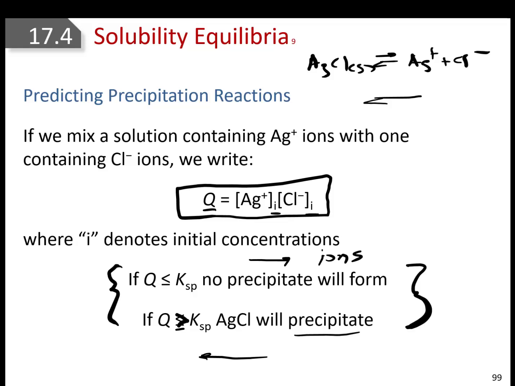All right. So let's look at, if Q is great, let's not say equal. We just want to say Q greater than K.